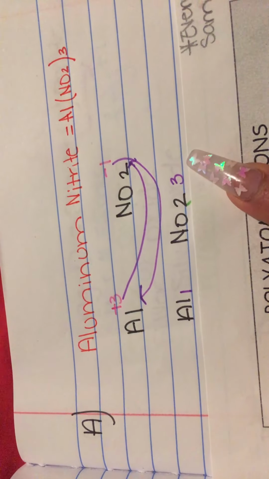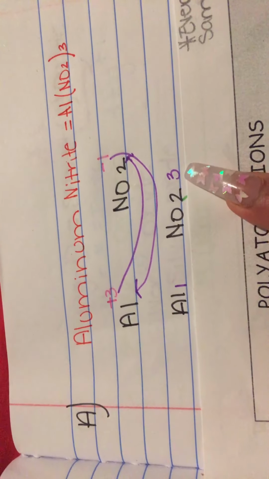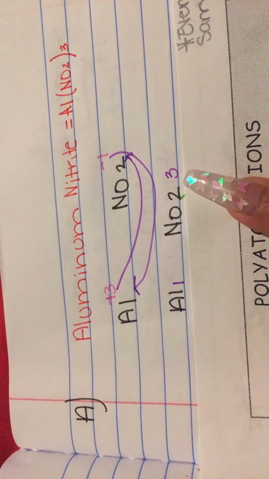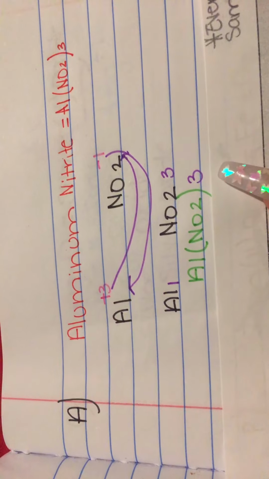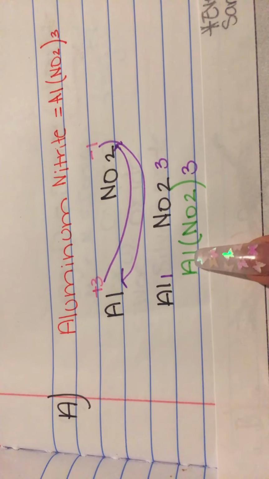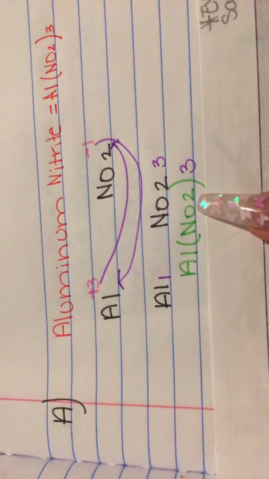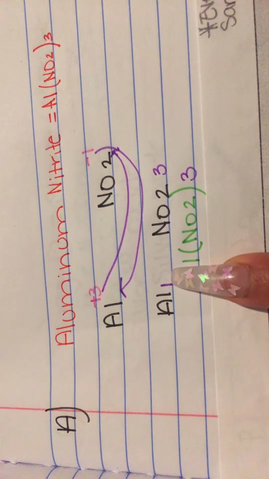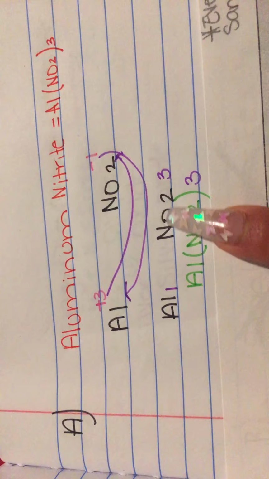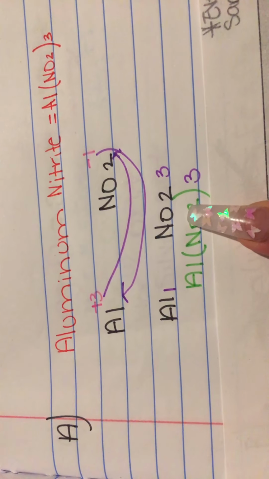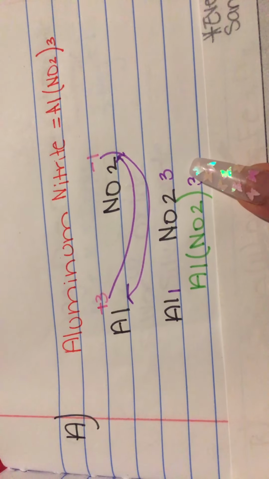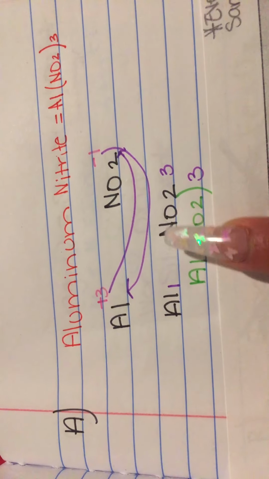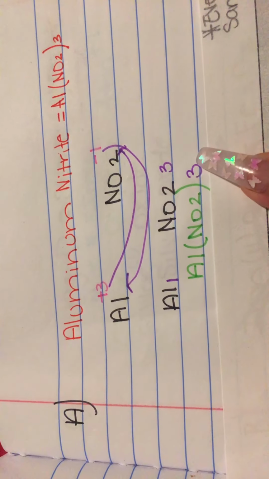Al1, NO2, 3. Well, we really can't simplify 1 nor 3, so it would stay the same and move down like this. Al, NO2, parentheses 3. The 1, it's not here because we really don't need the 1. And the NO2, it's in parentheses. Next to that, it's 3. These are in parentheses to basically separate this one from this one.